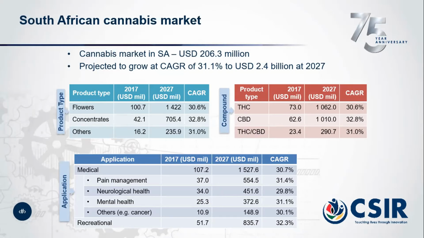And then recreational comes lower. So that's what they are forecasting for the South African market on the medicinal cannabis.